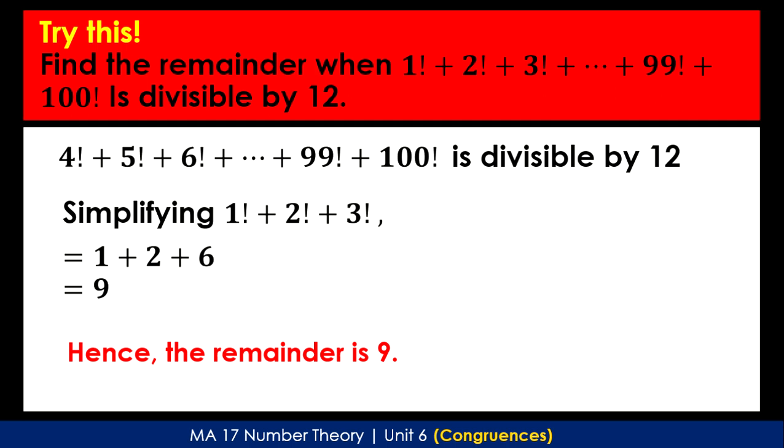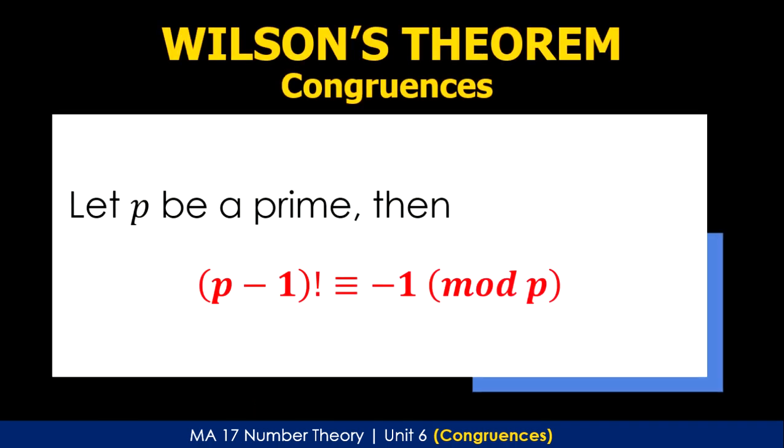Now let's try to solve some problems with regards to the factorial. Let's relate some concepts of congruences, specifically Wilson's theorem. Let P be a prime. Then P minus 1 factorial is congruent to negative 1 modulo P. So the residue here is negative 1. Let's try to solve some problems.